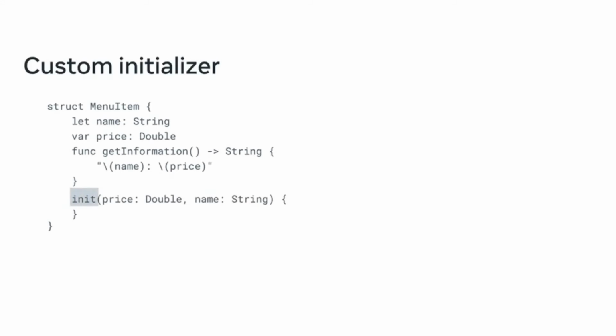With parameter values, you can create a structure instance without needing to explicitly provide an initial value for every property. To create a custom initializer method, you insert the keyword init instead of func. Then you insert the method parameters in the order that you want. So, to prioritize the price parameter before the name parameter, you insert a price parameter of type double. Then, you insert a name parameter of type string.